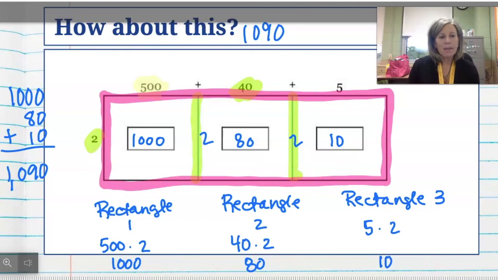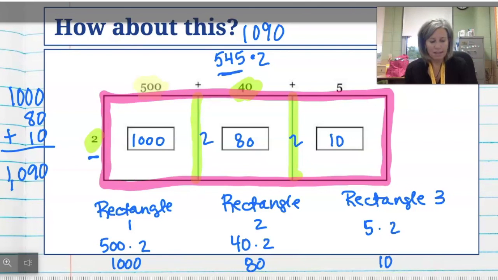Now, let's see about this in a different way. Okay, what if I would have added 500 plus 40 plus 5? I'd have 545 for that entire base of the rectangle, and then I could just take 545 times 2. I'm going to find my calculator and put 545 times 2, right? Because base times height, and I still would have gotten 1,090.